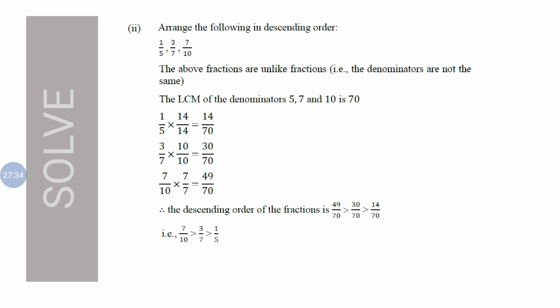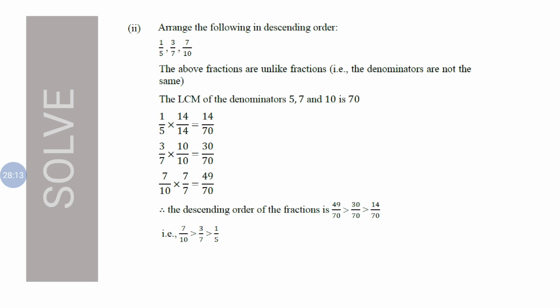For equal fractions the denominator should be 70. For 1 by 5, multiply the numerator and denominator by 14: 1 14 is 14, 5 14s are 70, so 14 by 70. For 3 by 7, multiply by 10: 3 10s are 30, 7 10s are 70. Next, 7 by 10: multiply by 7. 7 7s are 49, 10 7s are 70.